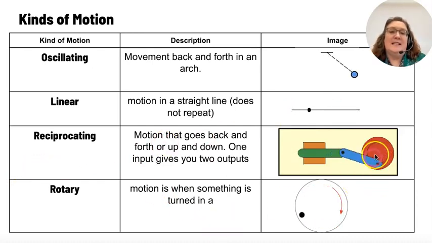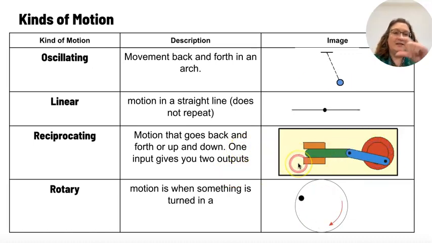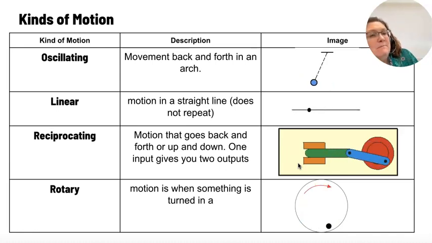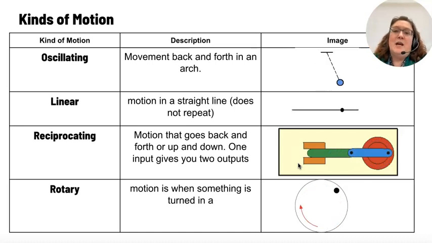Reciprocating is when you get a repeating motion. So in this case, for every one turn on the red here, I'm getting both an out and a back on this slider that's coming back. So that's a reciprocating motion. The motion usually goes back and forth or up and down, and one input will give you two outputs in a reciprocating system. So you've got to remember that one.